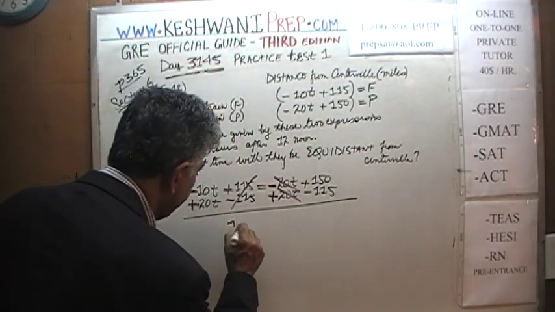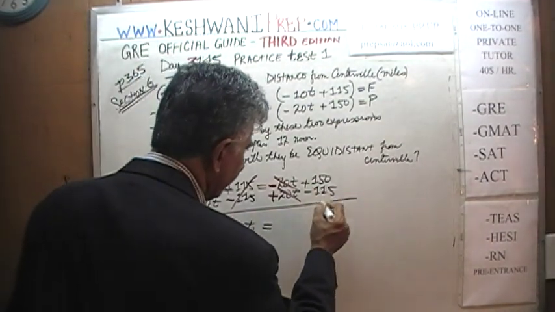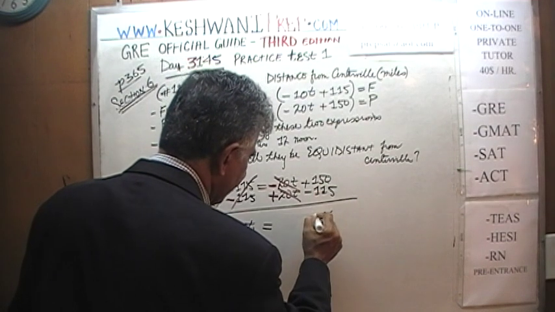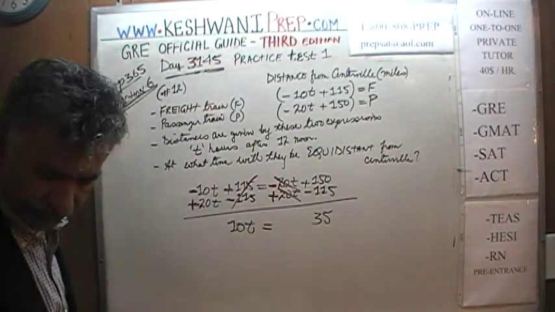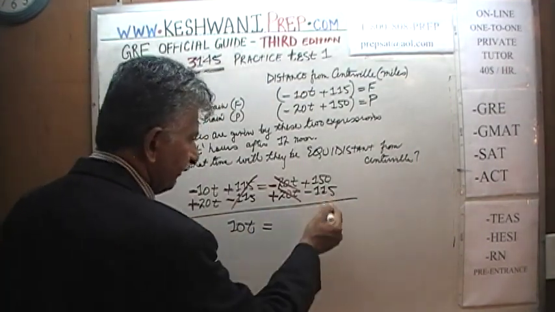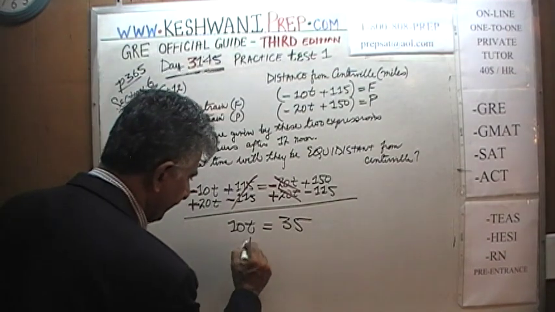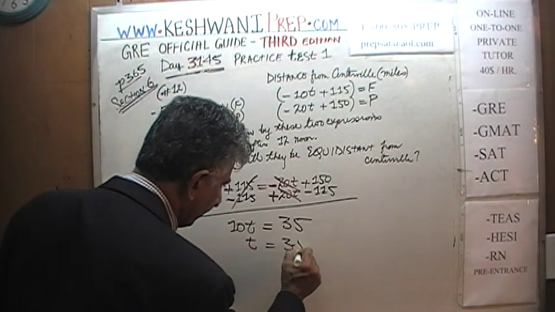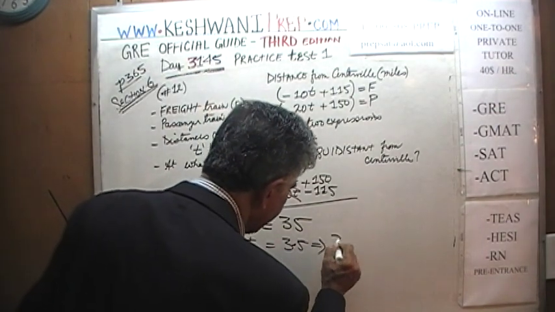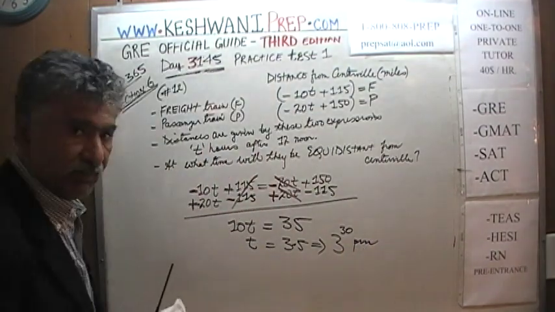So we have 10t now equals 150 minus 115. That comes out to be 35. That's it. We are done. So divide both sides by 10 and t equals 3.5. Here 3.5 indicates 3:30 in the afternoon, 3:30 p.m. 0.5 represents half an hour.